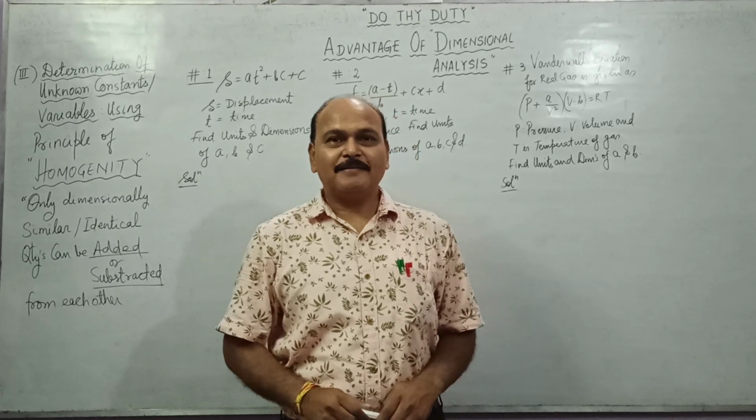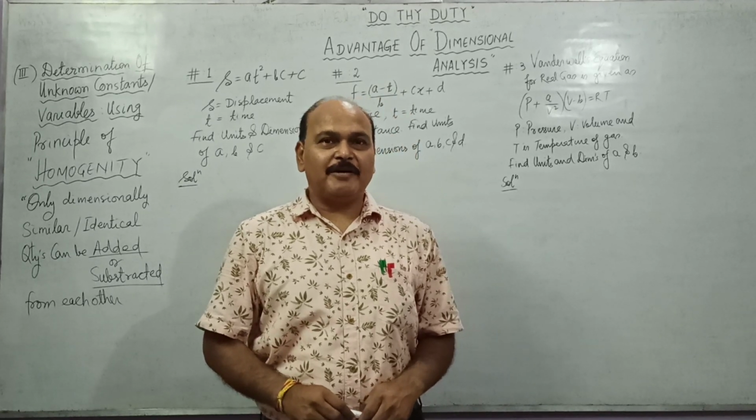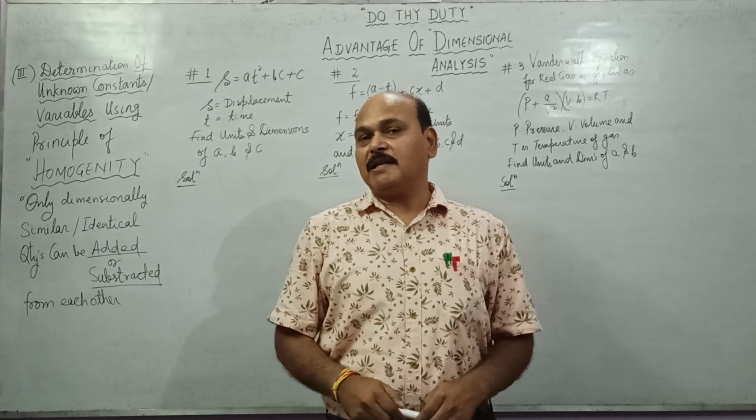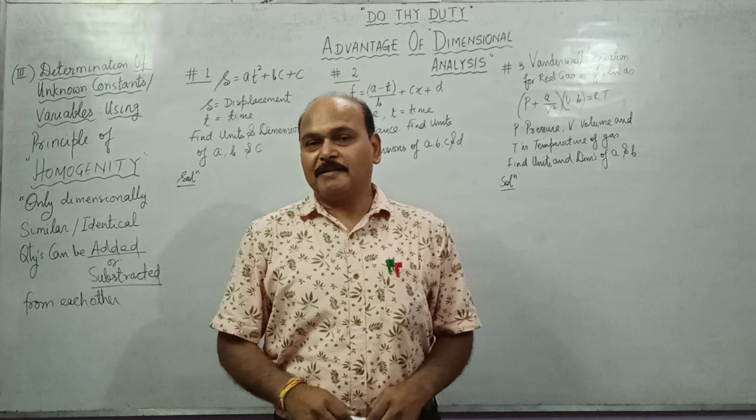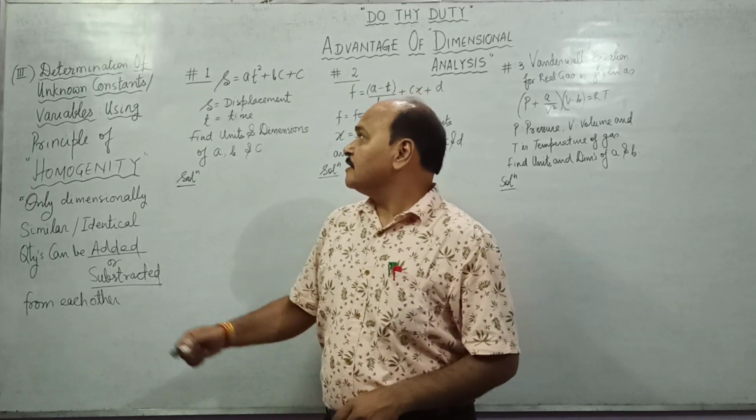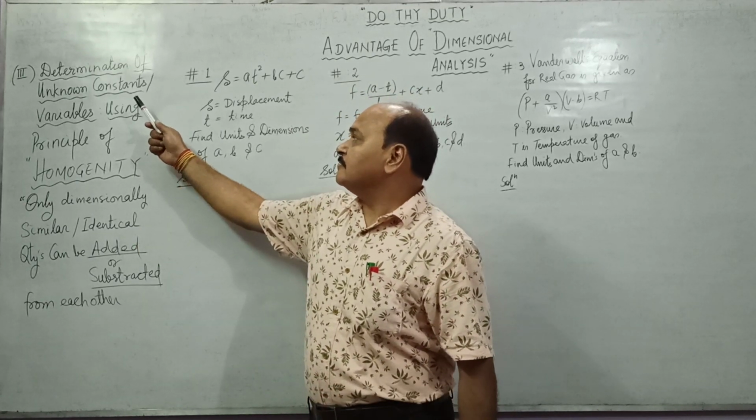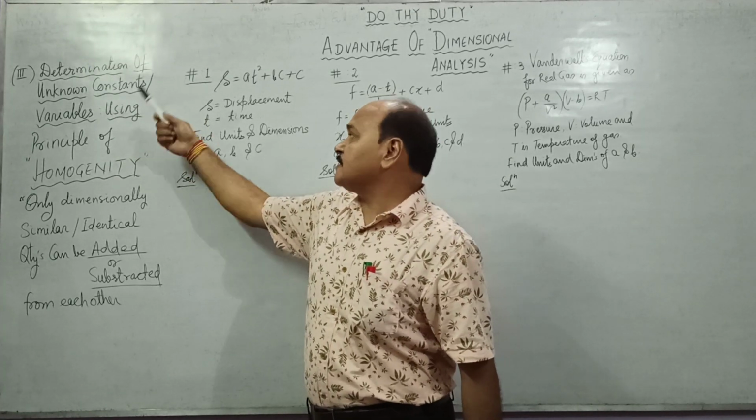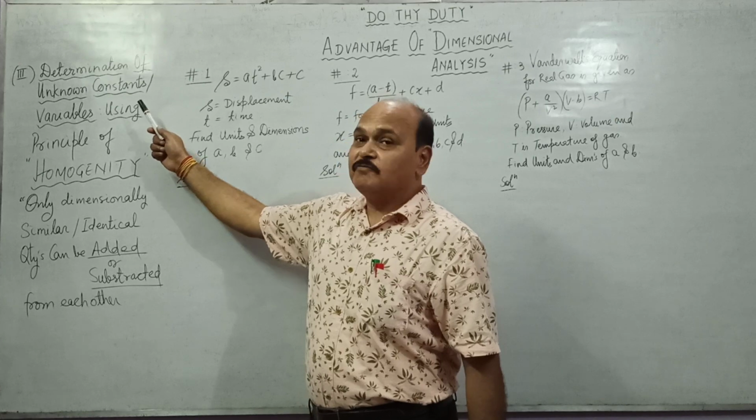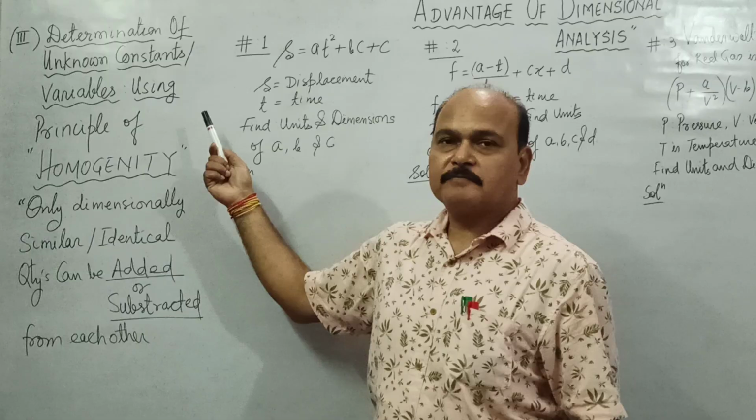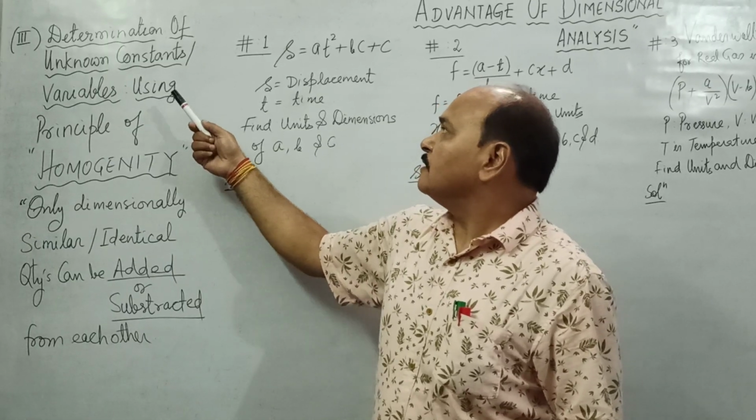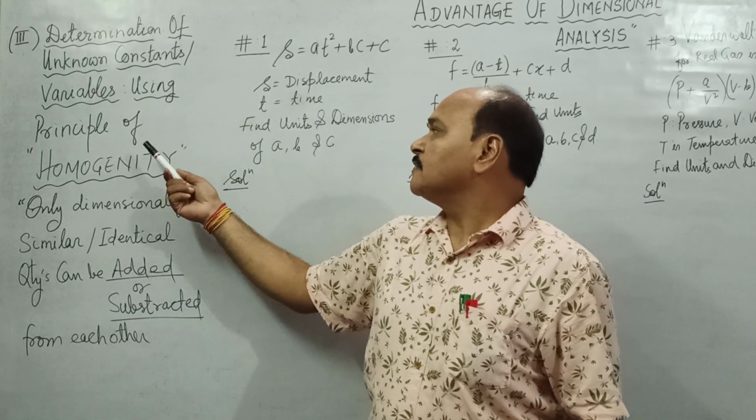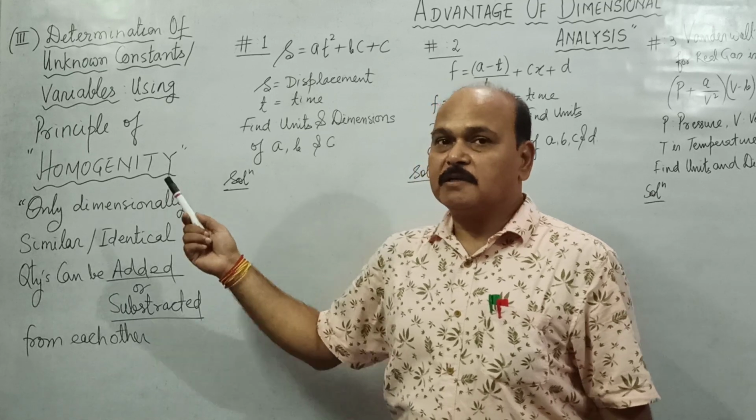Hello my dear children. Children, today we are going to study advantage number 3 of dimensional analysis. And in this advantage we find out the nature, unit and dimensions of the unknown quantities which occur in different formulas. For finding out the units and dimensions of unknown quantities, we use principle of homogeneity.